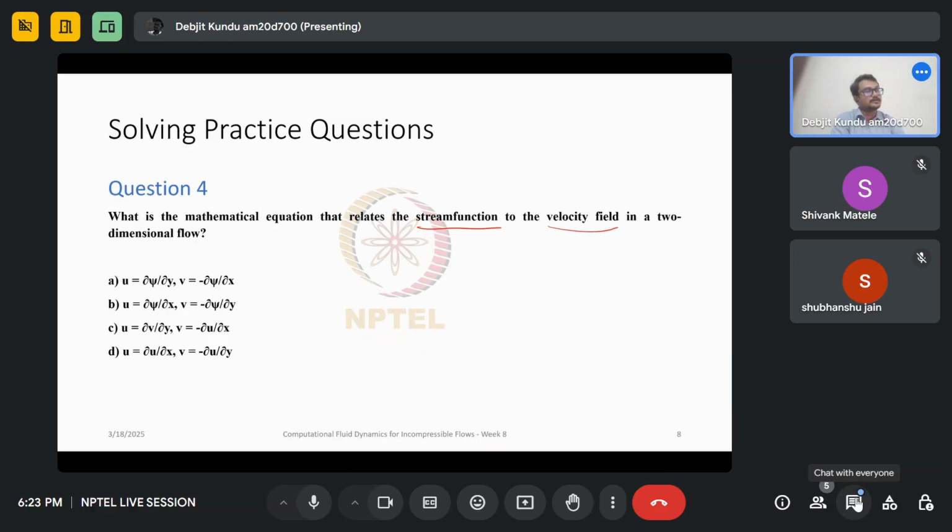Is it option A, u equal to dou psi dou y, v equal to minus dou psi dou x? Is it option B, u equal to dou psi dou x, v equal to minus dou psi dou y? Is it option C, u equal to dou v dou y and v equal to minus dou u dou x? Is it option D, u equal to dou u dou x and v equal to minus dou u dou y?